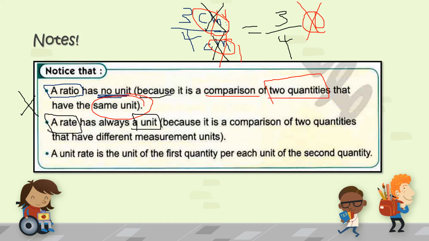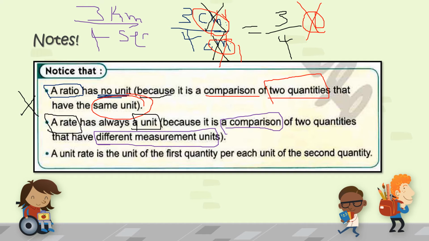So a rate has a unit because it's a comparison between two quantities that have different measurement units. So 3 over 4, I can write here kilometers, and I can write here seconds. So this is a rate because we are comparing two quantities using different measurement units, which is the kilometer here and the seconds here. And a kilometer is a measurement unit and second is a time unit.